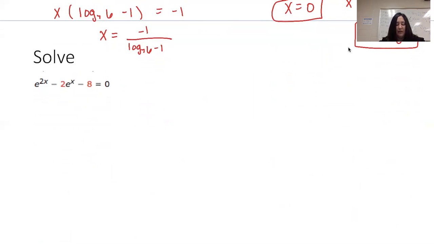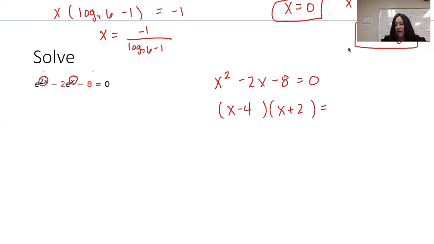So what you kind of look at here is that this is really double of that, which is really no different than saying x squared minus 2x minus 8 equals 0. So you can factor a quadratic like this, and you would say x minus 4 times x plus 2 equals 0. Then you would set each piece equal to 0. So then you would get x equals 4 and x equals a negative 2.